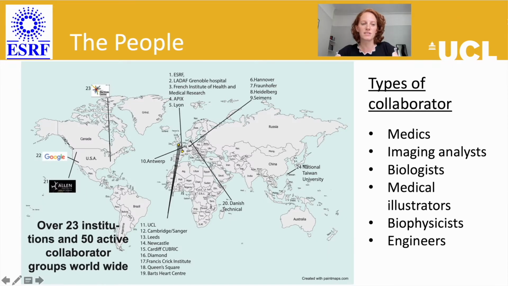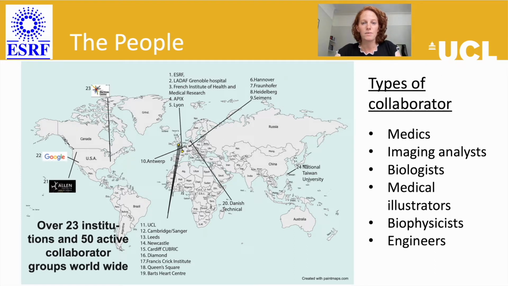The project as a whole currently stands at over 23 institutions and 50 active collaborations worldwide, and this is growing every day. And you can see here some of the different groups that we collaborate with around the world. This creates a challenge: trying to move this data is difficult, and so is trying to ensure collaborators have access to the levels of data they want and can interact with it in meaningful ways.